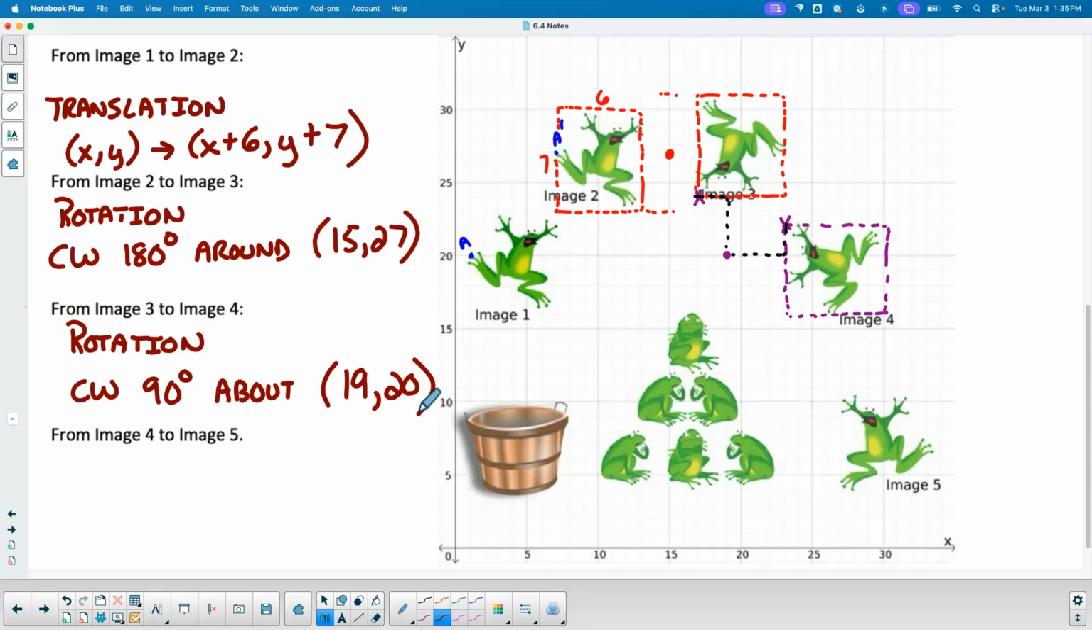Try it and figure it out. See if you can. It is a rotation. It is clockwise. You could do a couple of different things here. You could rotate it. So we could rotate it 90 degrees on that point right there, clockwise.